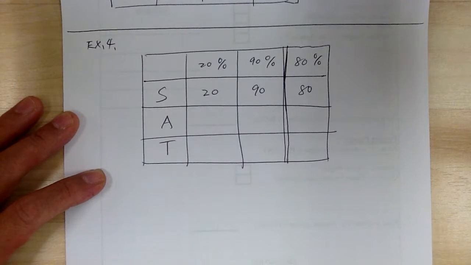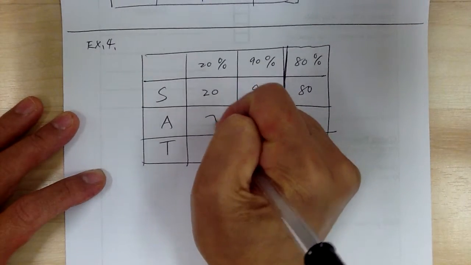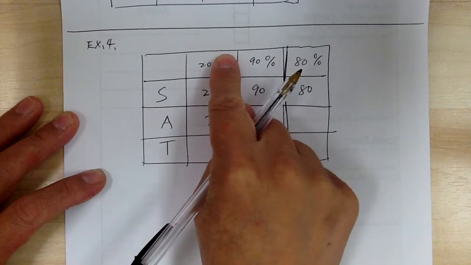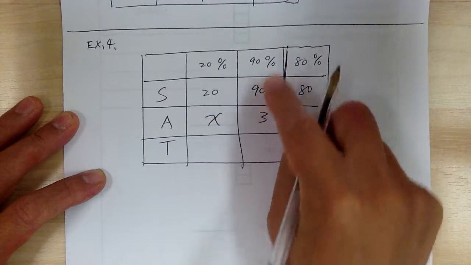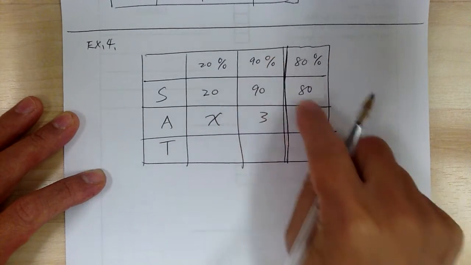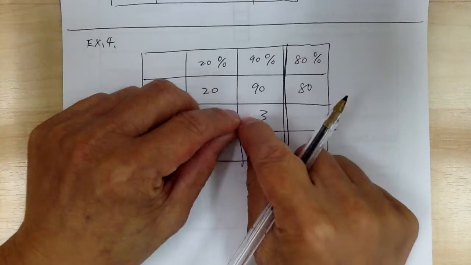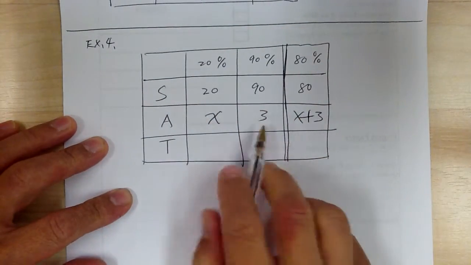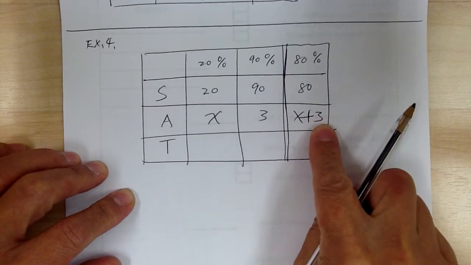Now let's go back and read the amount. It says how many liters, so you don't know, that's your x. That's what you're looking for. How many liters of 20% must be added to 3 liters of 90% to get an 80% solution? That's all the information you have. When you mix these two together, you have to add, so you're going to get x plus 3, right? You add these two together to get that.